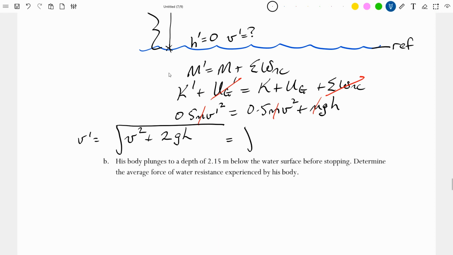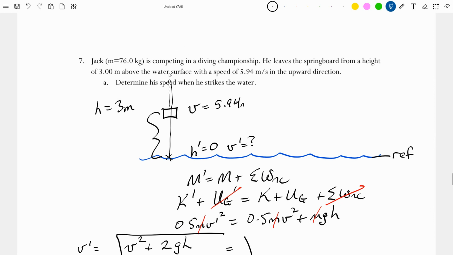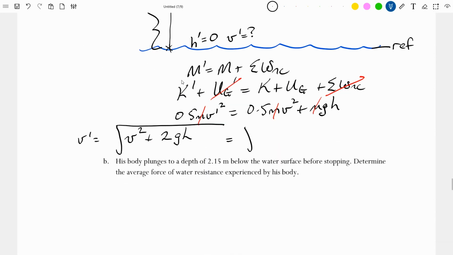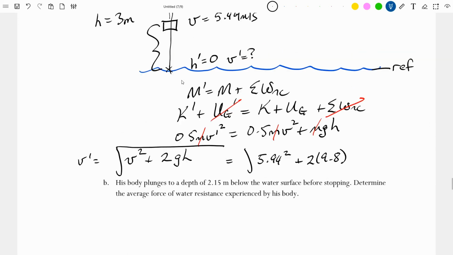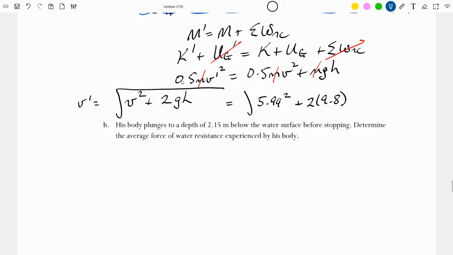Root of the following: 5.94 meters per second, which I'll square, plus 2g times the starting height of 3 meters, all in the root. So calculator time, and no, you can't simplify this in any dramatic way. Don't try to square root just this first part and then separately square root this part. That would violate order of operations. So on my calculator, I'm going to hit square root and then open up a bracket.